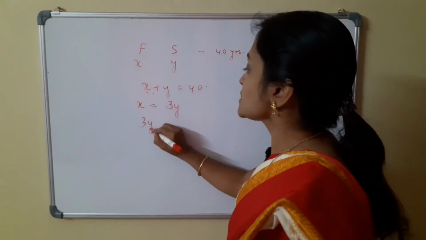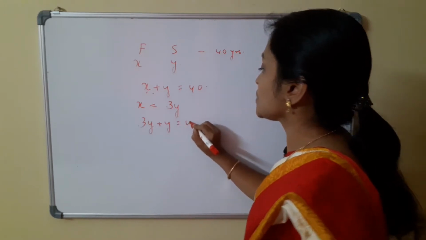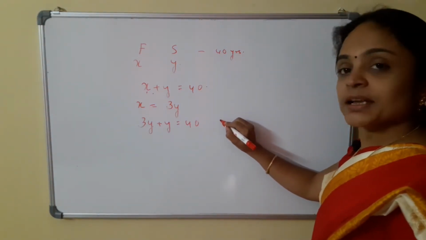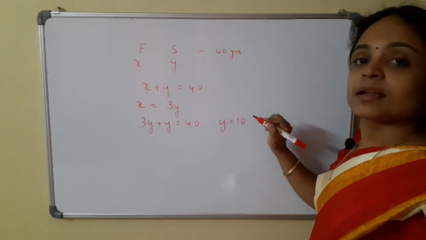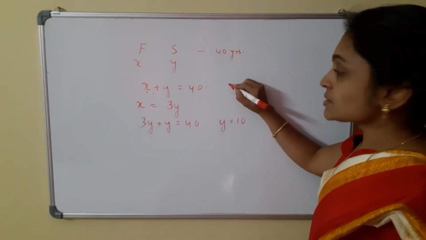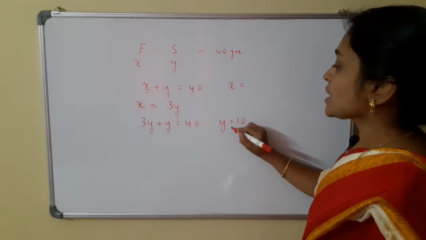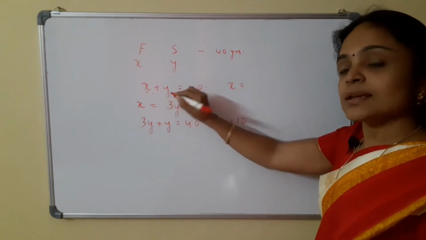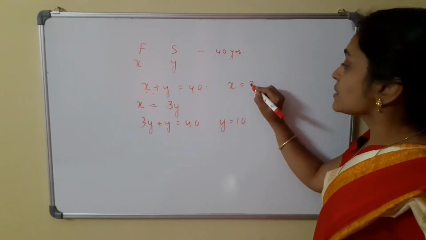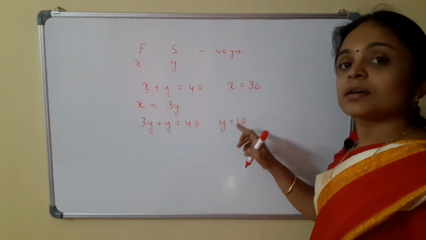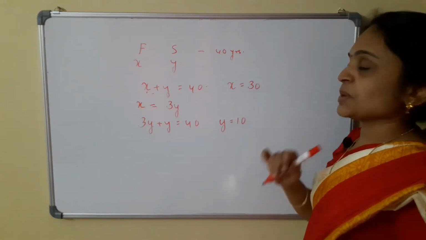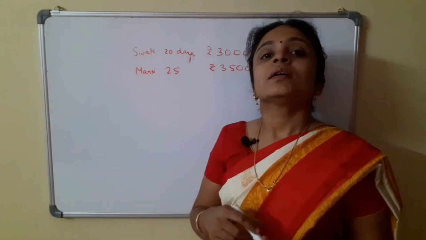3y plus y equal to 40, which means 4y equal to 40. So what is y? y equal to 10. So x equal to, what is x? 40 minus 10, it is 30. So the ages of father and son are 30 and 10 respectively.